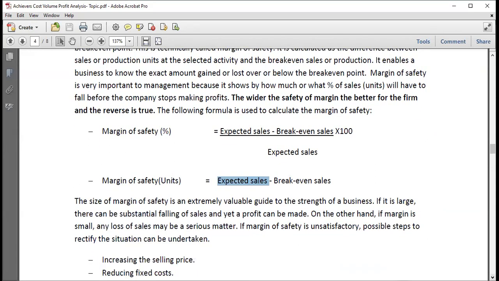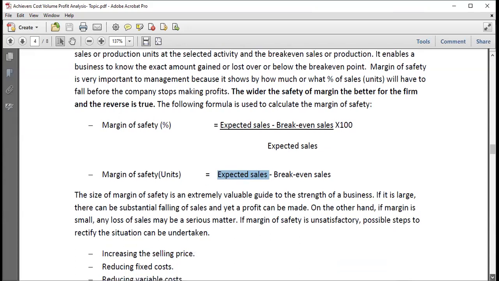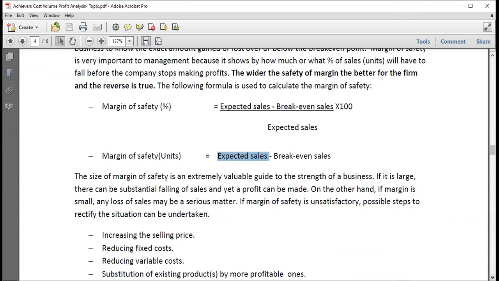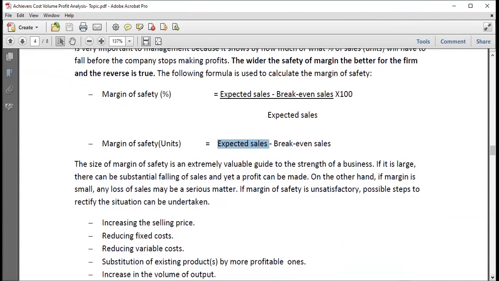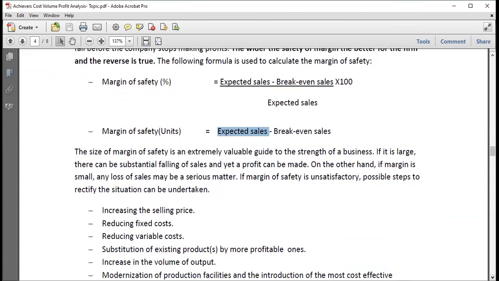Of course, every organization will always strive to have a higher margin of safety, because that would help the company to be a bit more safe. And that's why they are saying that if your margin of safety is unsatisfactory, maybe your break-even point is, let's say, at 50,000 units, and you're only producing at 5,500. So it means that if you fall by 500 units, you will definitely start making losses.